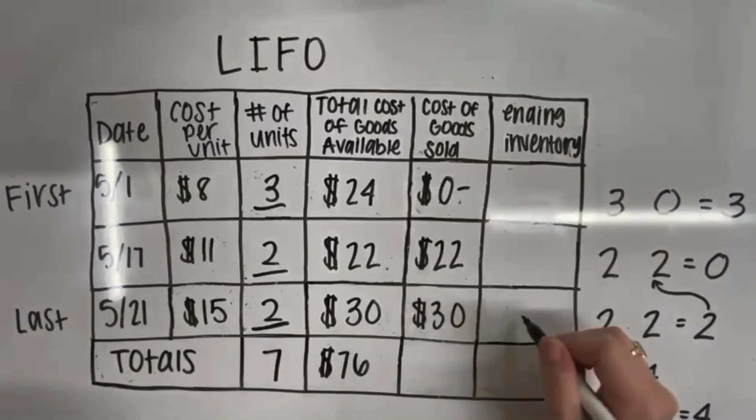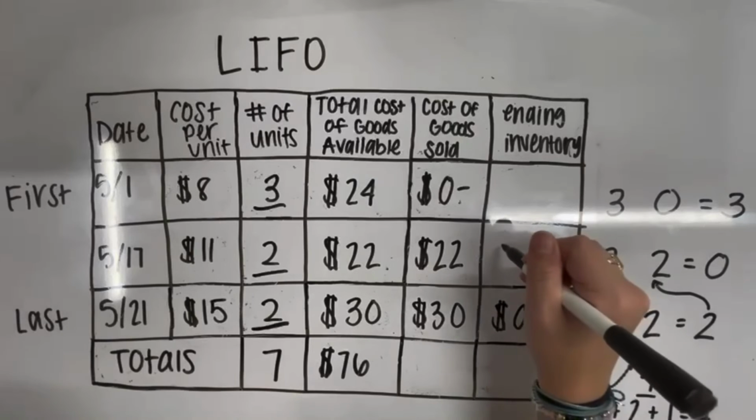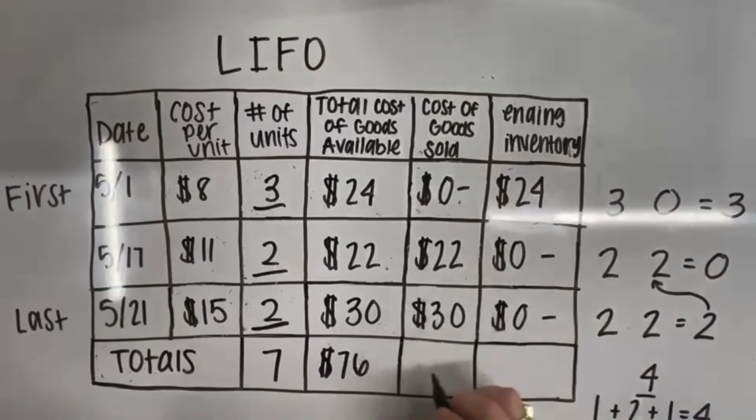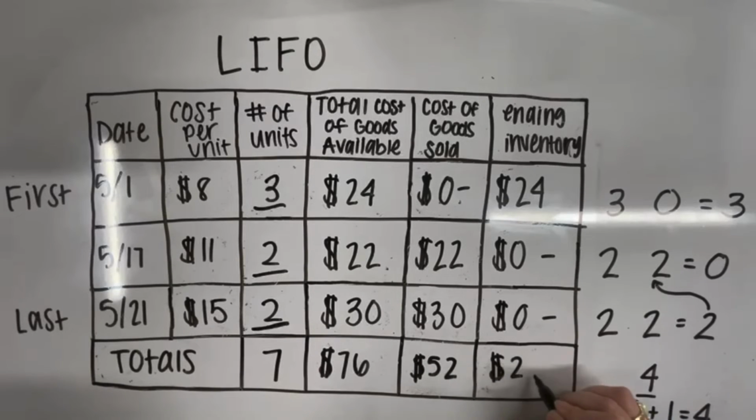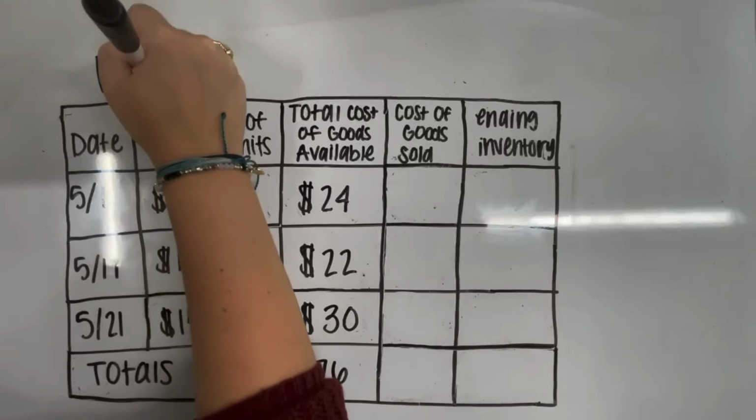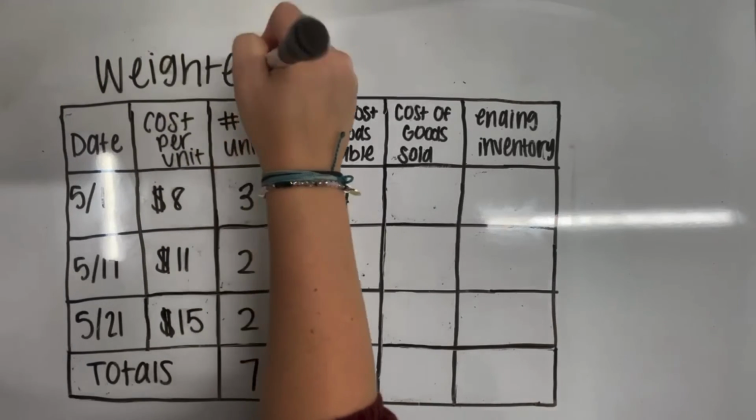For May 17th, there are also 2 units, so our leftover 2 will go to this date's cost per unit. There are none left over, so May 1st items will go to ending inventory. The totals at the bottom are 52 and 24, which equals 76, so we are correct. The last inventory and costing method is weighted average cost.